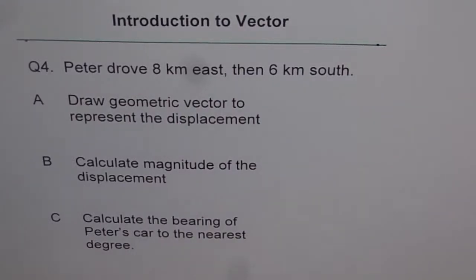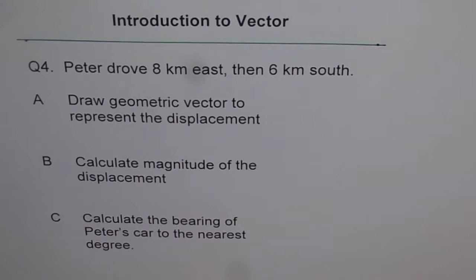Here is a question on geometric representation of vectors, and we will do some minor calculations here to understand the topic. Question number 4. Peter drove 8 km east, then 6 km south. A. Draw geometric vector to represent the displacement. B. Calculate magnitude of the displacement. C. Calculate the bearing of Peter's car to the nearest degree.